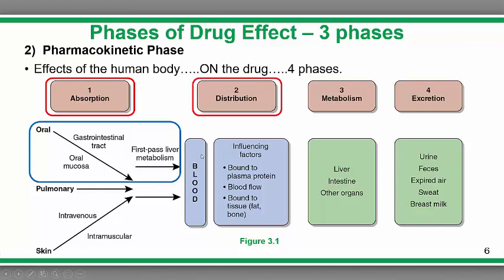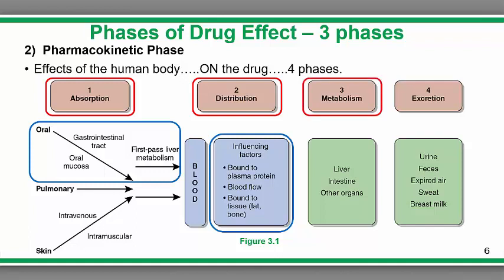The second stage here is distribution. And once we get the drug into the cardiovascular system, then that drug will circulate throughout the body. But there are some factors that will affect that distribution. Some of the factors relate to the ability of the drug to bind to plasma proteins. And once that drug is bound to a plasma protein, the drug is considered inactive. Blood flow, which we'll talk about in this lecture, is also another factor that can influence the distribution of the drug to different tissues in the body.